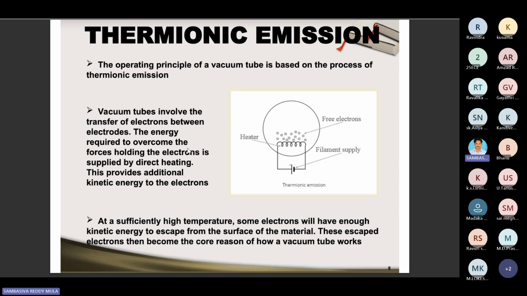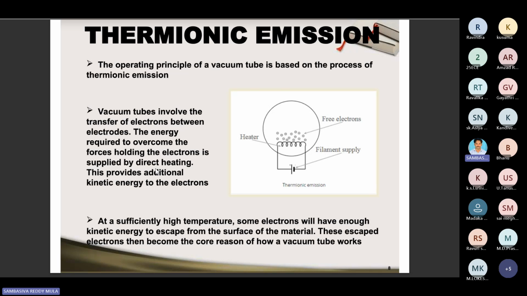So how do these vacuum tubes generate the electron flow, or the small electron current? That is by means of thermionic emission. The operating principle of a vacuum tube is based on the process of thermionic emission. So how does this emission occur? Vacuum tubes involve the transfer of electrons between the electrodes. The energy required to overcome the forces holding the electrons is supplied by direct heating. The electrons start moving freely by means of heat. That is nothing but thermionic emission.